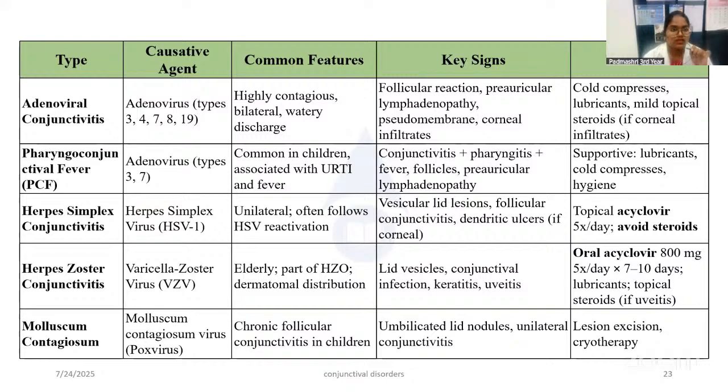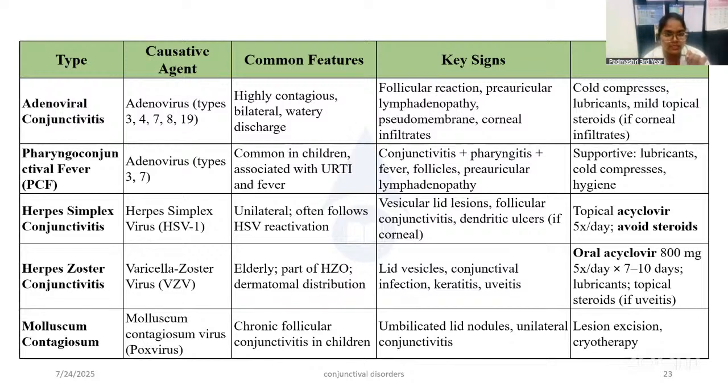The types are adenoviral conjunctivitis. The causative agent is adenovirus types 3, 4, 7, 8, and 19. The common features are highly contagious, bilateral, watery discharge. The key signs of adenoviral conjunctivitis are follicular reaction, preauricular lymphadenopathy, pseudomembrane, corneal inflammation. The treatments are cold compress, lubricants, mild topical steroids if corneal infiltrates are present.